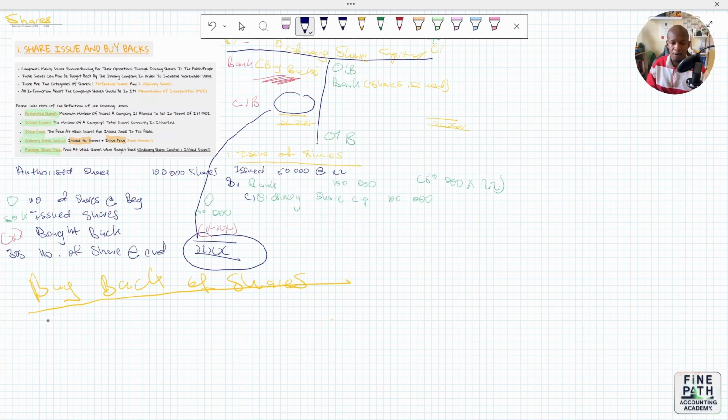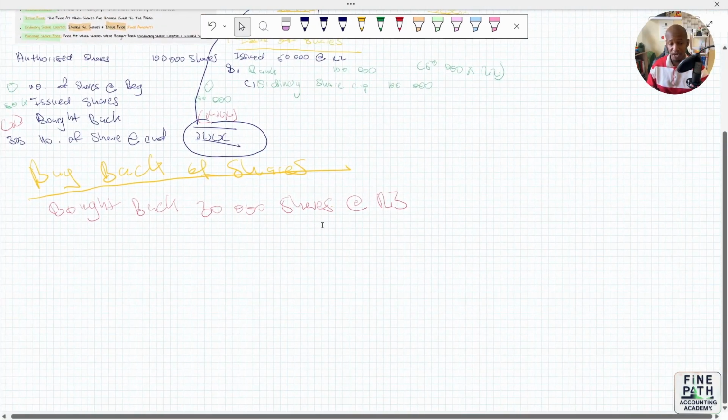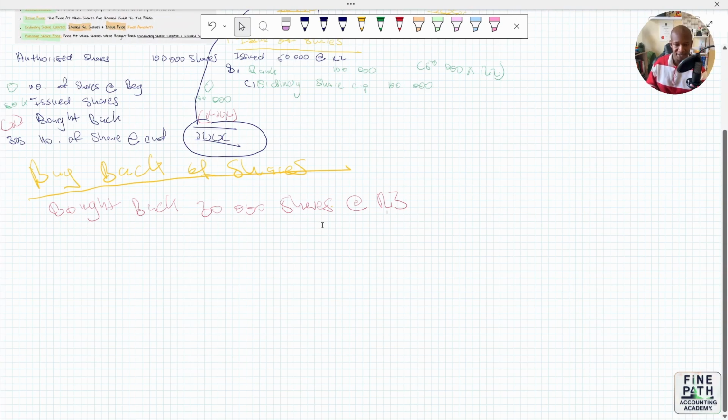Continuing with our initial example, let's say now the company bought back 30,000 shares at 3 rands per share, right? So now we need to look at this and analyze it in terms of these two things that are actually happening here. We look at what has happened and for what purpose, right?